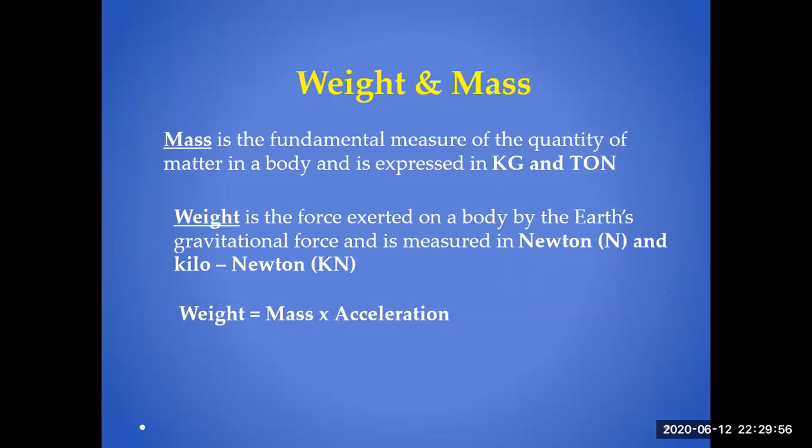Now, weight is calculated by using the formula weight is equal to mass multiplied by acceleration. And this acceleration is acceleration due to gravity, because the object falls towards the center of the earth with an acceleration. That acceleration is acceleration due to gravity, small g. So weight is calculated by using the formula mg, small m and small g.